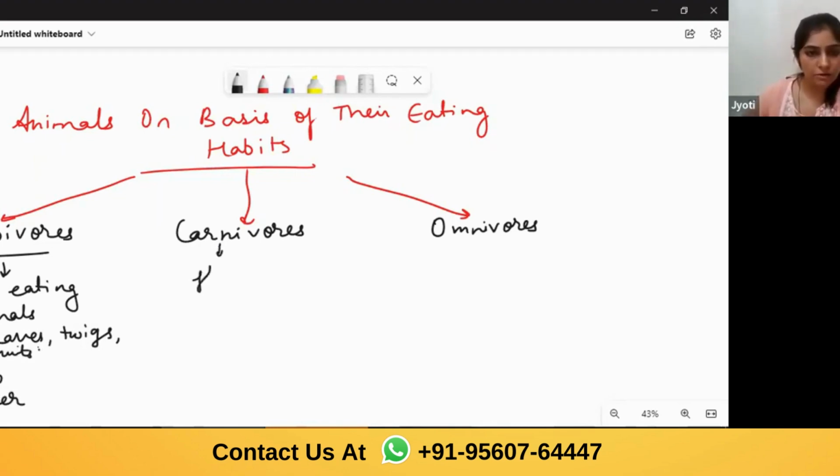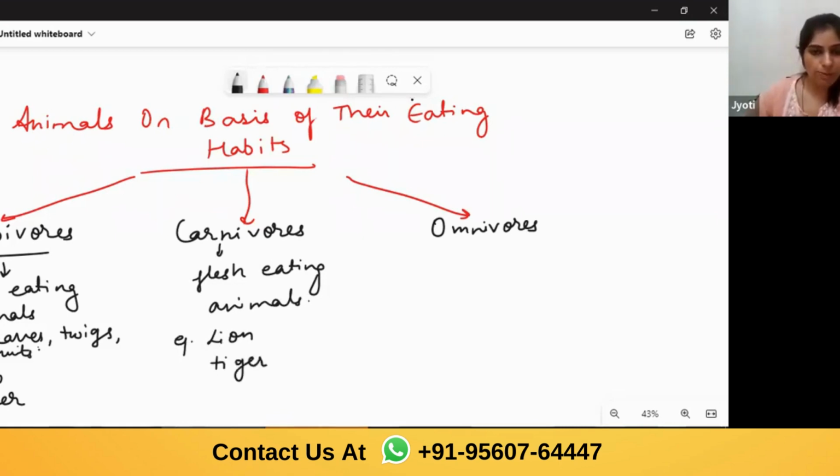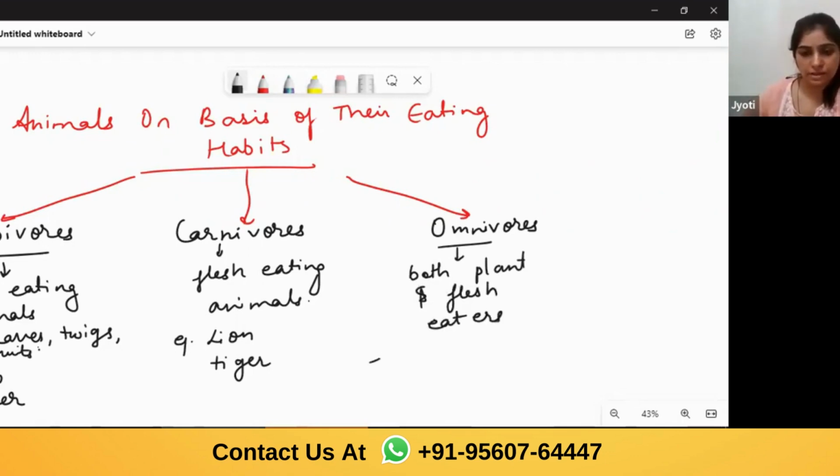Carnivores, these are flesh-eating animals. For example, lion, tiger. Omnivores, which are both plant and flesh eaters. Example can be a bear, it can be dog.